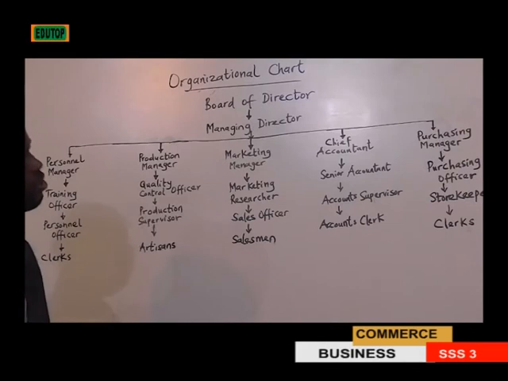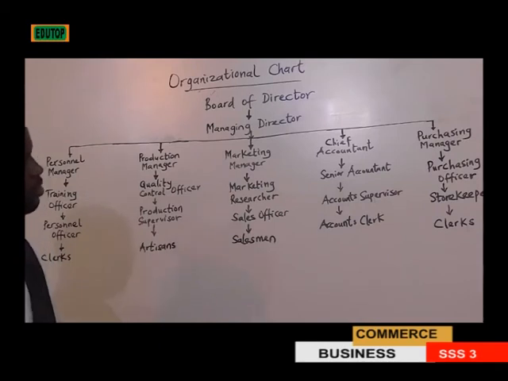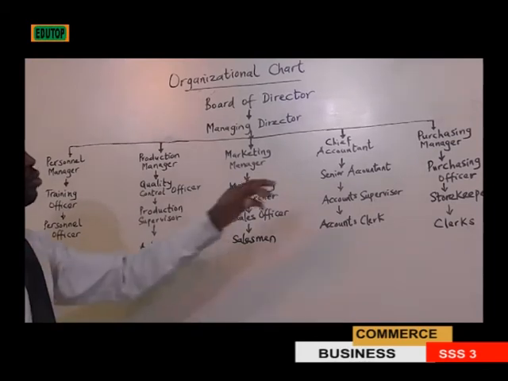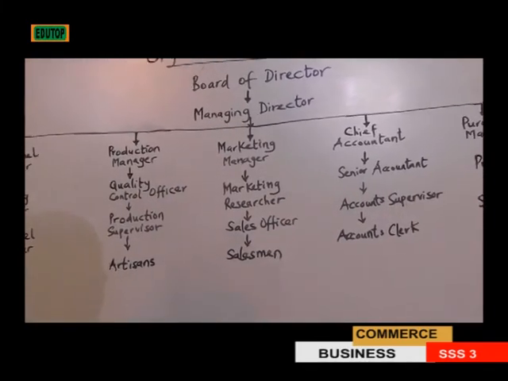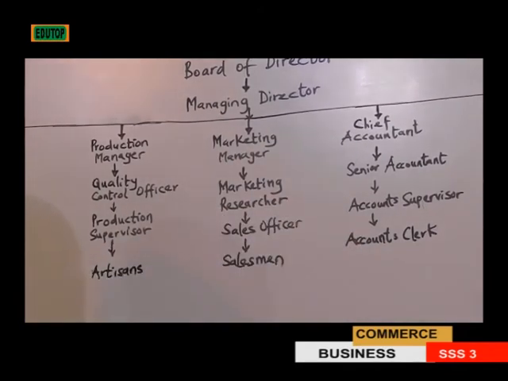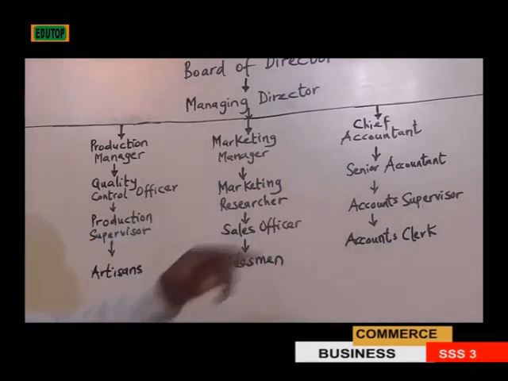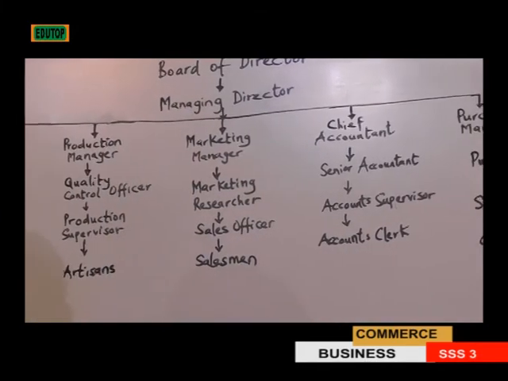Chief accountant, under him we have senior accountant. So senior accountants are responsible to the chief accountant. Under senior accountant, we have account supervisors. The account supervisors are responsible to senior accountants. And under account supervisors, we have account clerks. Account clerks are responsible to account supervisors, while account supervisors are responsible to senior accountants and to the chief accountant.